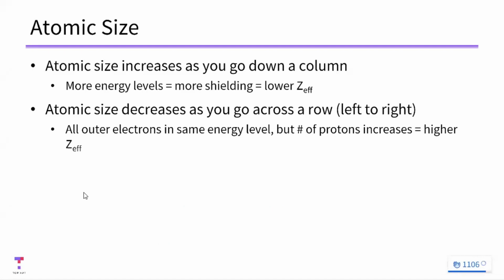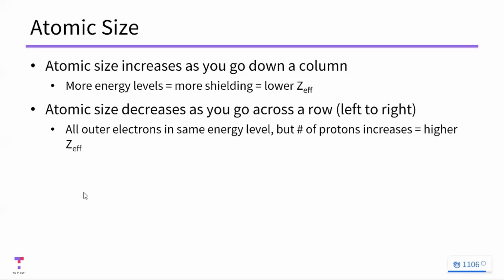The first, energy levels. The more energy levels you add, the greater the distance becomes. So we can see that there is a physically larger distance between myself in the fourth row compared to myself in the third row, compared to myself in the second row. So that is a columnar trend. As you go down a column, more energy levels become apparent, the atoms get bigger.